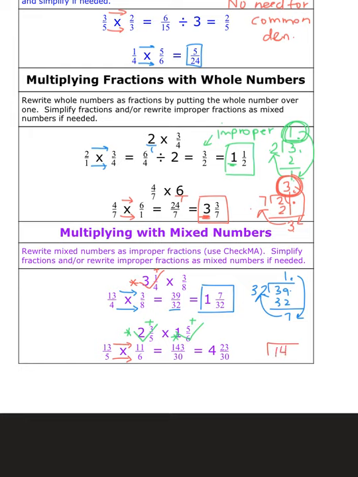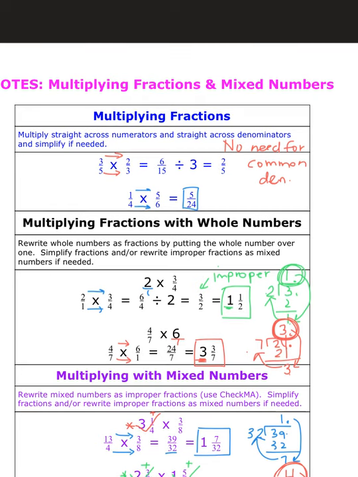So 143, the cowboy goes inside, the 30 outside. 30 goes into 143 4 times, and that would be 120. Subtract, and you're left with 23. Once you get to that decimal, remember, stop and pick up your numbers. So 4 is your big number, 23 over 30. There's your final answer.